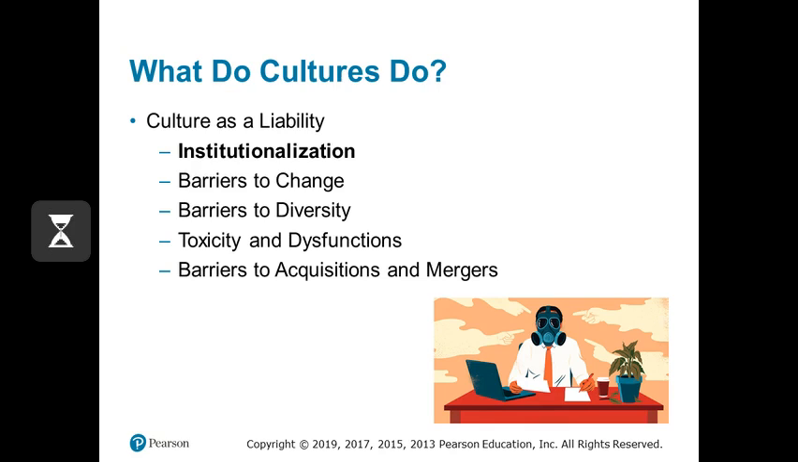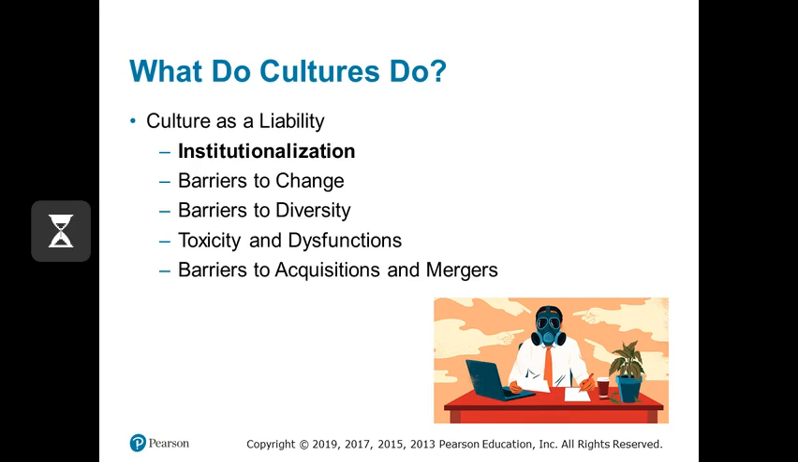Culture can also serve as a barrier to diversity. The reason for this is as we're trying to build and maintain our organizational culture, we often try to hire people who are going to fit into that organizational culture. When we do that, we have the tendency to sometimes make more homogenous hires than we would if we weren't focused on culture in our hiring process. So when we're hiring, we want to make sure that we are cognizant of the fact that we want to be open and inviting to people of all cultures and all backgrounds.